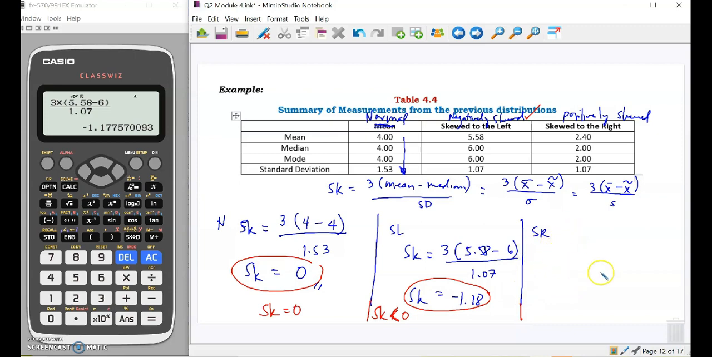Now, let's go to the last part. Skewness is equal to 3 times 2.4 minus 2 divided by the standard deviation of 1.07.